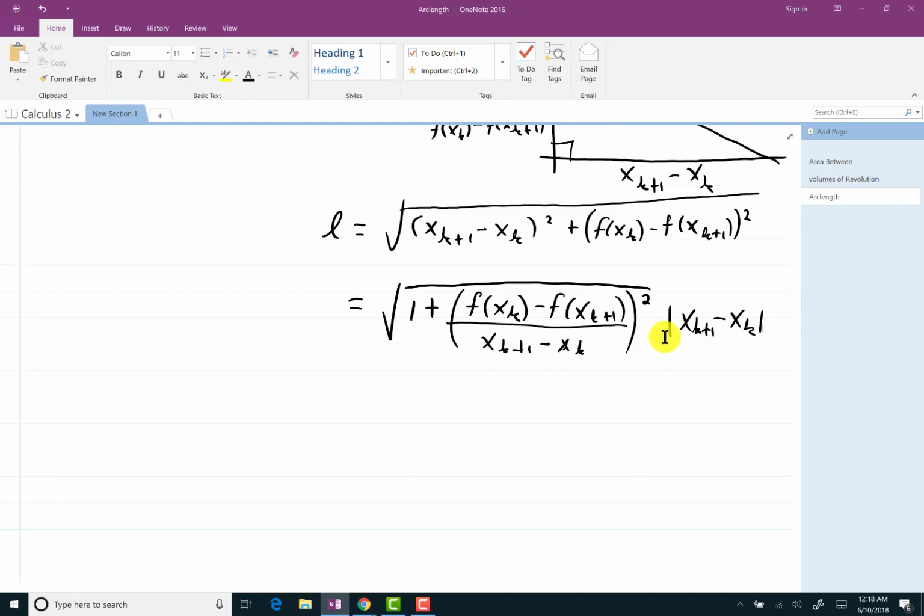Now I can fix a few things here. Because x sub k plus 1 is bigger than x sub k, I can drop the absolute value. Not only that, inside of these parentheses, I can rearrange the order of the numerator so that it matches the order of the denominator.